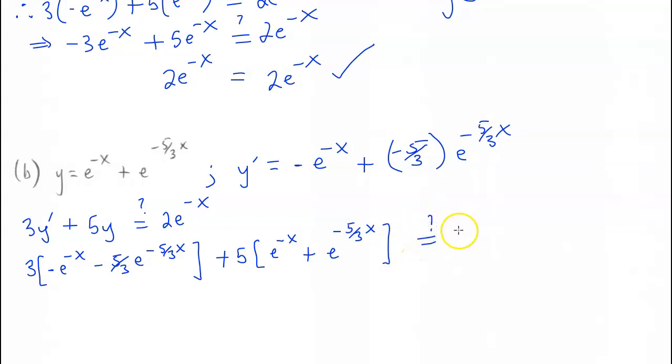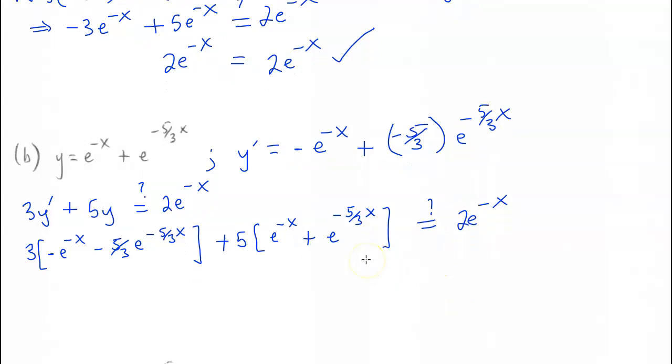And again, does that equal 2e to the minus x? So if we distribute this 3 to both terms, then we'll have a minus 3e to the minus x. 3 times 5/3 is just 5. So we'll have a minus 5e to the minus 5/3 x. And then we'll distribute to both terms there.